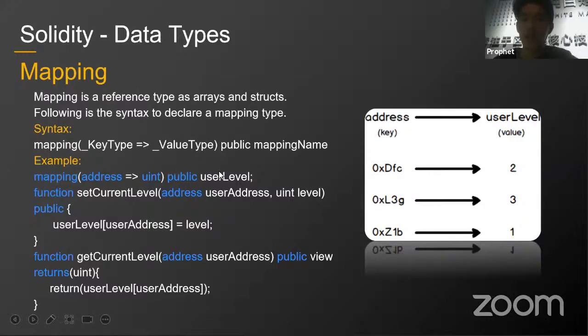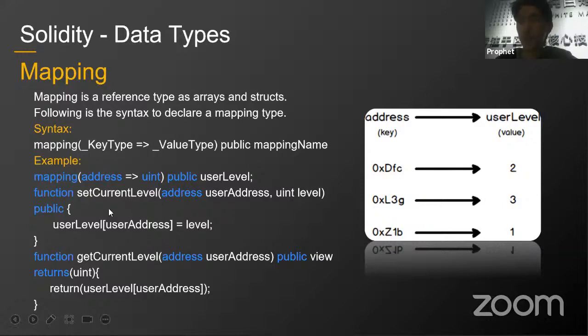We defined a variable named userLevel, right? We need to know which user has what level. So the user level is defined by the address. Address is the key type, and the uint is the value type. So you can search or define the user level by the user's address.